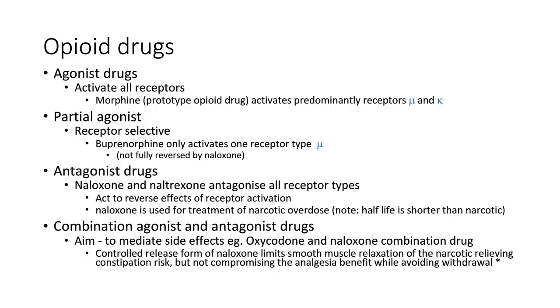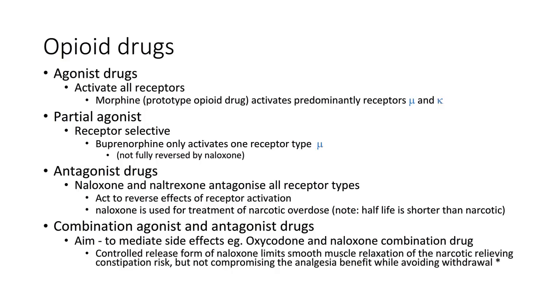There is a partial agonist drug, which is buprenorphine, and it's only acting at the mu receptor. And then the antagonist drugs, naloxone and naltrexone, are drugs that reverse the effect of drugs like morphine. But you'll notice with the partial agonist, naloxone only partially reverses the drug. It doesn't fully reverse it.